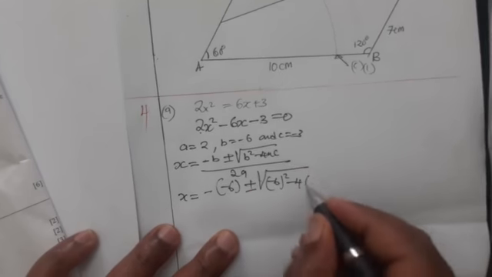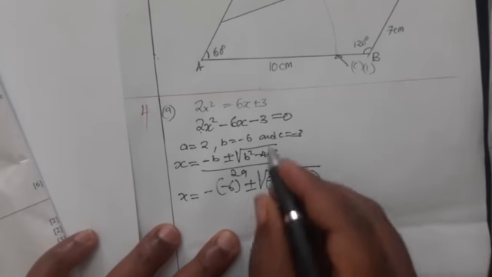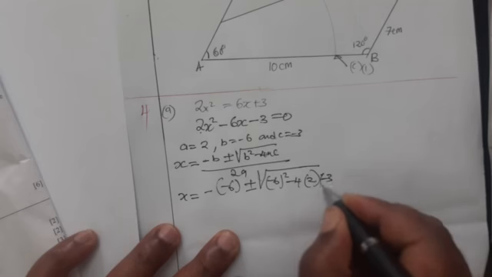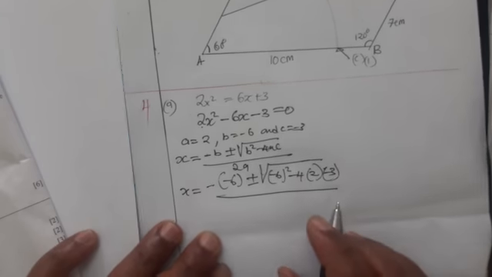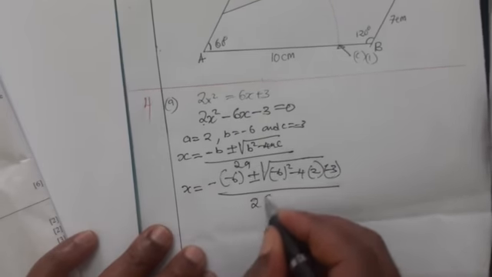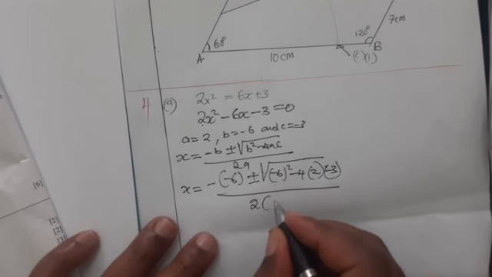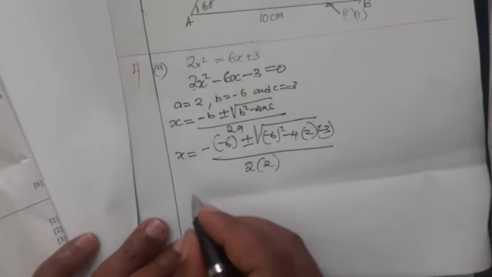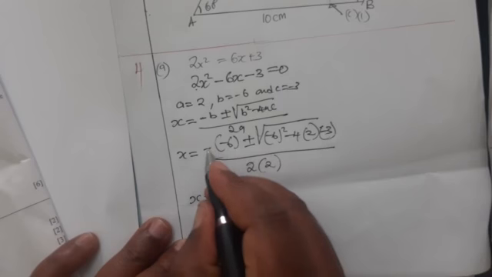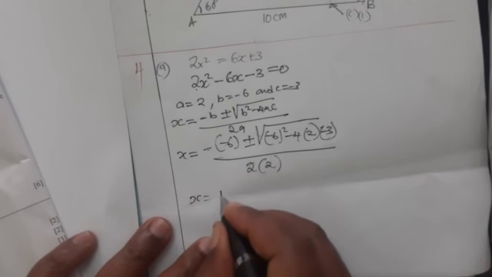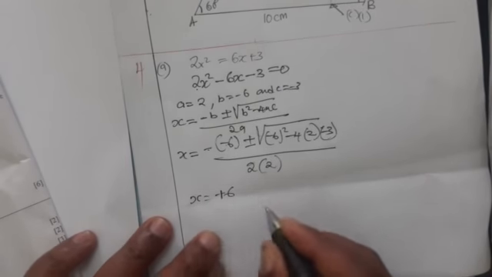What is my a? It is 2. And what is my c? Negative 3, in brackets. Divide everything by 2a. What is our a? Our a is 2. So x is equal to, negative by negative will be positive, positive 6, so just write 6.